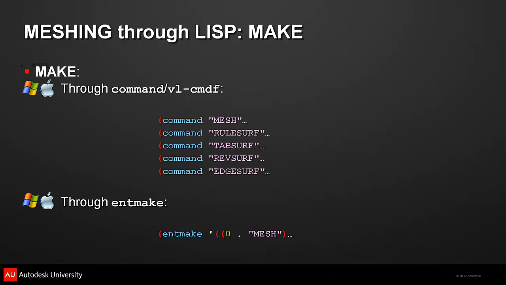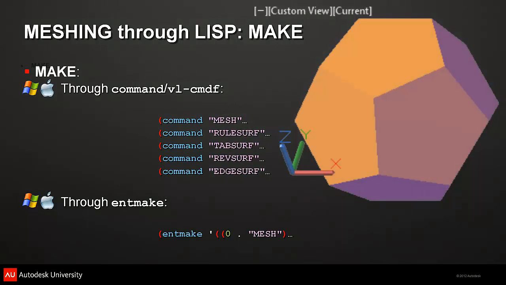We have two ways of making mesh objects through AutoLISP. We can use it as a scripting language to automate the command interface. Or we can use the AutoLISP entmake function to create mesh objects directly without the limitations of the different commands. For example, the dodecahedron shown in the previous slide is practically impossible to generate as a mesh using commands. These two ways of making meshes are available both in the Windows and Mac versions.